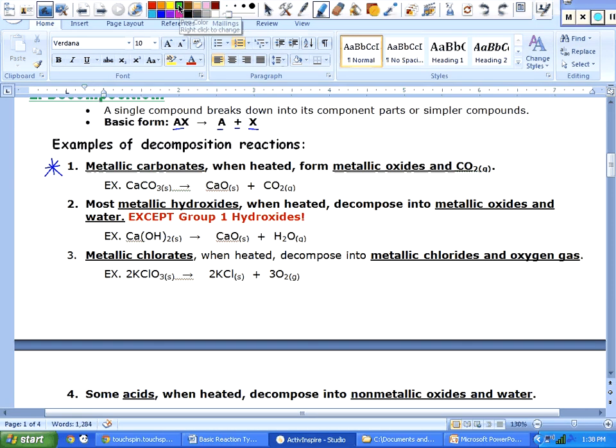All carbonates will produce some type of carbon dioxide somehow. All carbonates, I would highlight that. Carbonates will break down into something and carbon dioxide. Now let's look at the example we have.